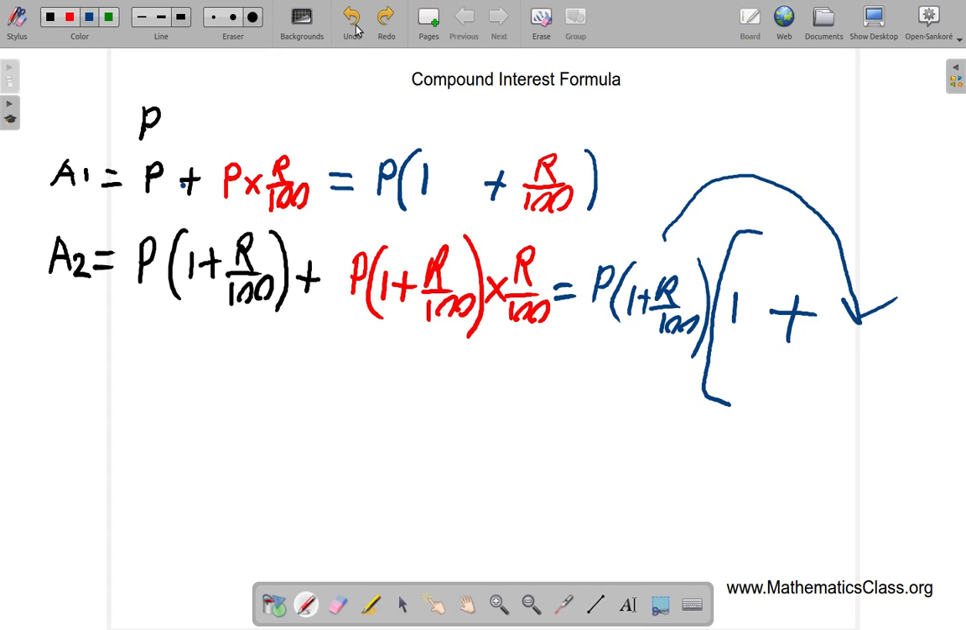Alright, so what it is, is R over 100 that you would put right here.